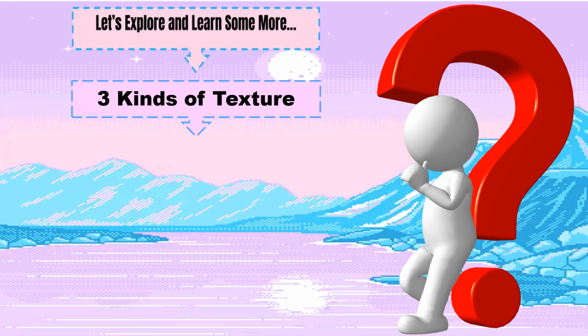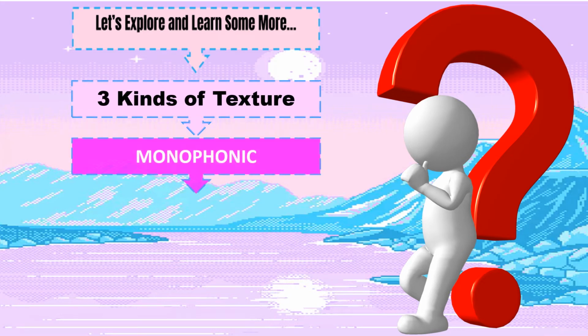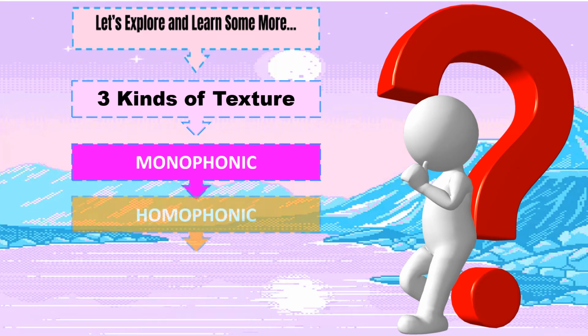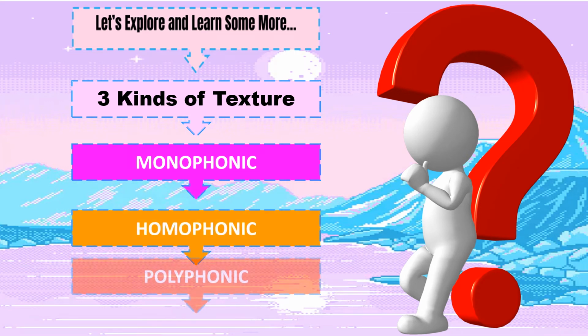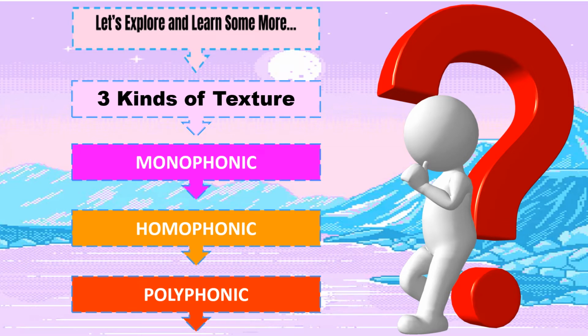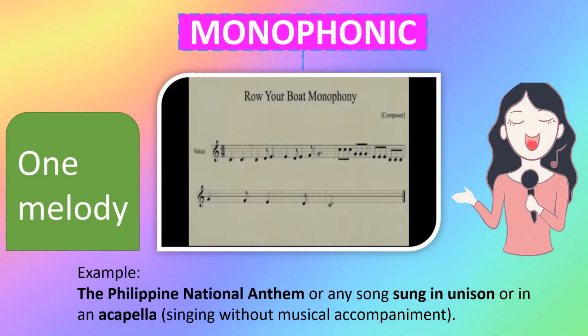So these are the 3 kinds of texture. We have monophonic, homophonic, and polyphonic. Let's have first monophonic. Monophonic comes from the word mono, which means one. It is sometimes called monophony and is considered as a thin texture. The monophonic texture has only one melodic line without harmony. Now let us try to listen to the monophonic sound.